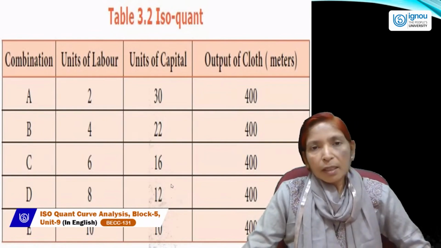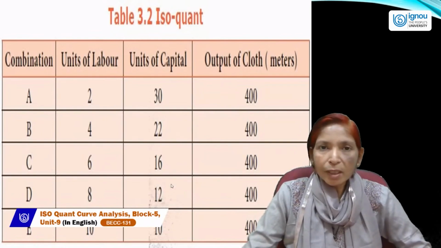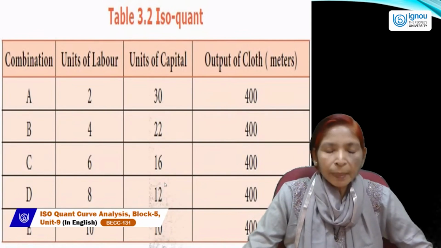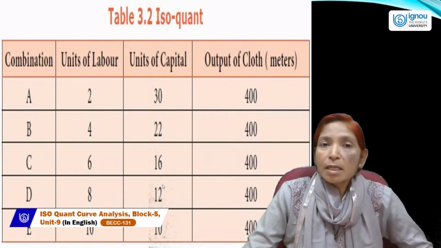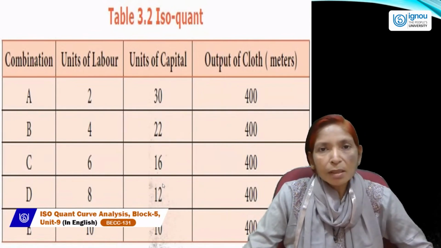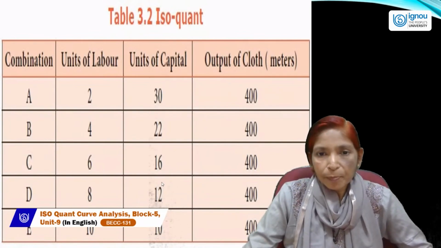If this rate is increasing, like 1 raised to 1, 2 raised to 1, 3 raised to 1, 4 raised to 1, then the curve slope will be concave to the origin. And if the rate is the same or constant, like 1 ratio 1, 1 ratio 1, in all different combinations, the ratio will remain the same. In that case, the isoquant curve will be a straight line.